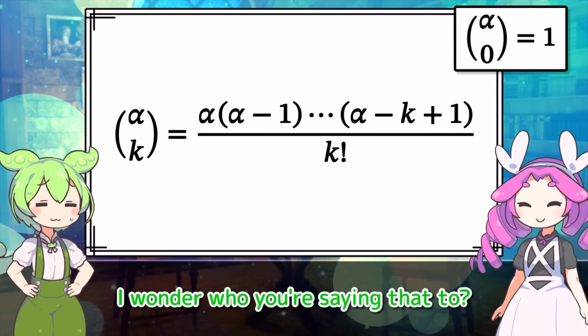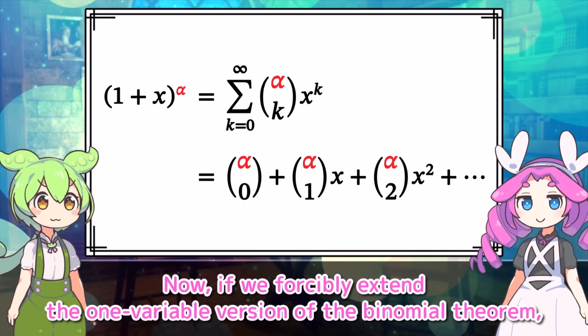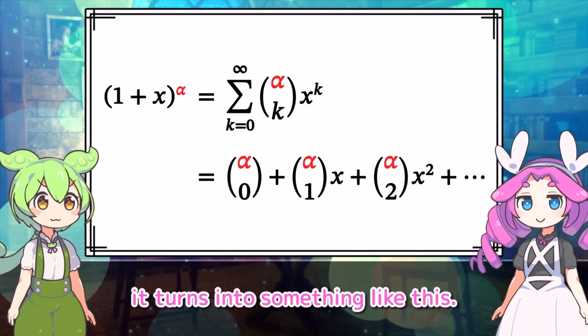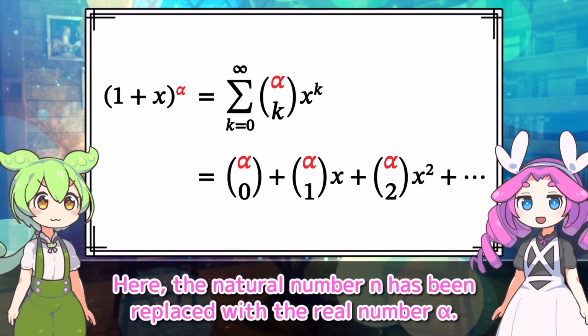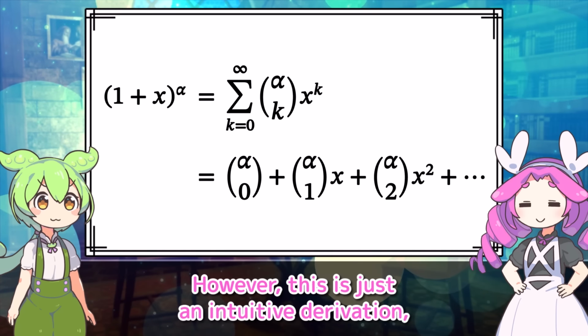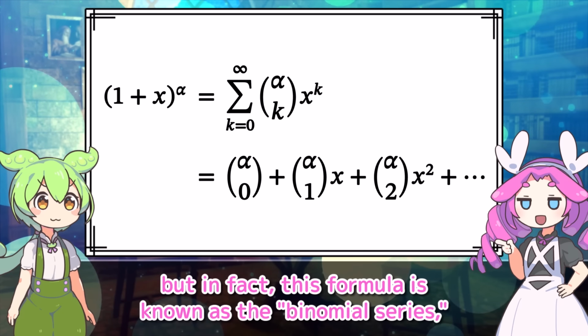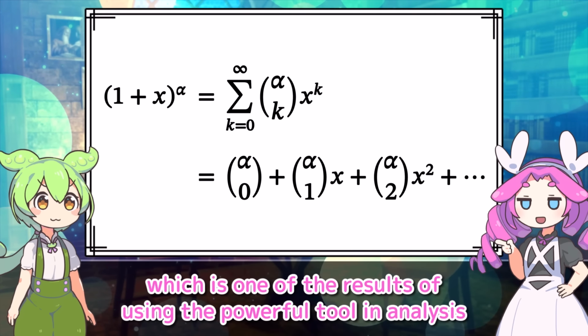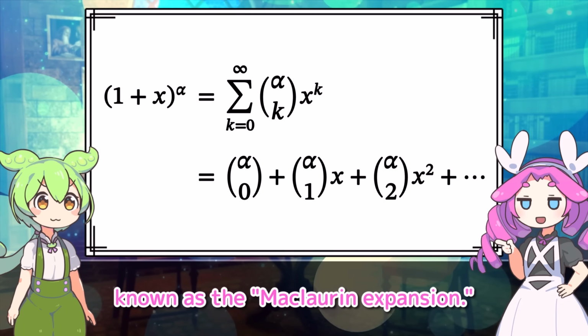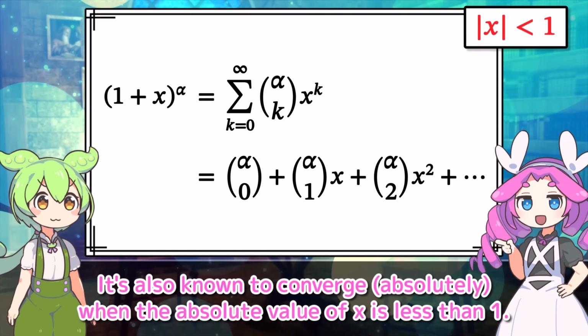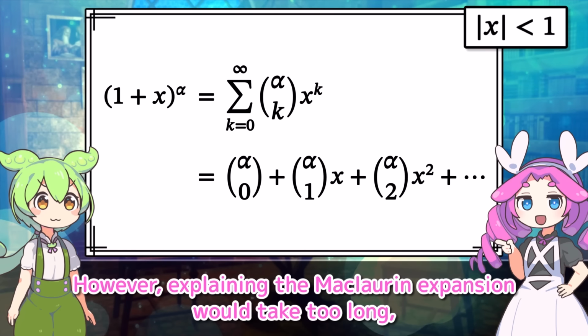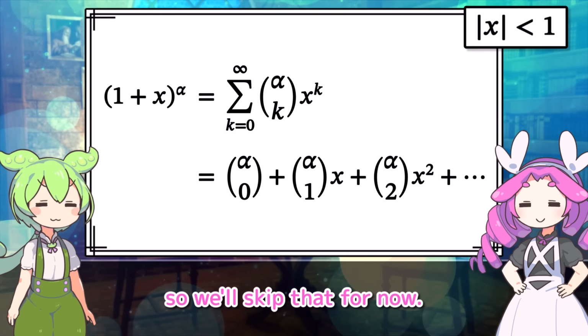I wonder who you're saying that to. Now, if we forcibly extend the one-variable version of the binomial theorem, it turns into something like this. Here, the natural number n has been replaced with the real number alpha. However, this is just an intuitive derivation, and can't be considered a rigorous proof. But in fact, this formula is known as the binomial series, which is one of the results of using the powerful tool in analysis known as the Maclaurin expansion. It's also known to converge when the absolute value of x is less than 1. However, explaining the Maclaurin expansion would take too long, so we'll skip that for now.